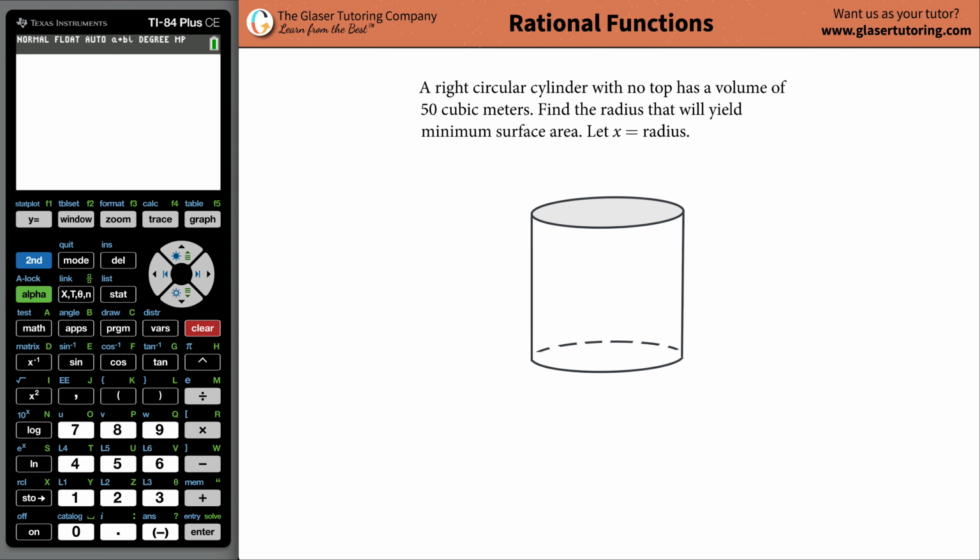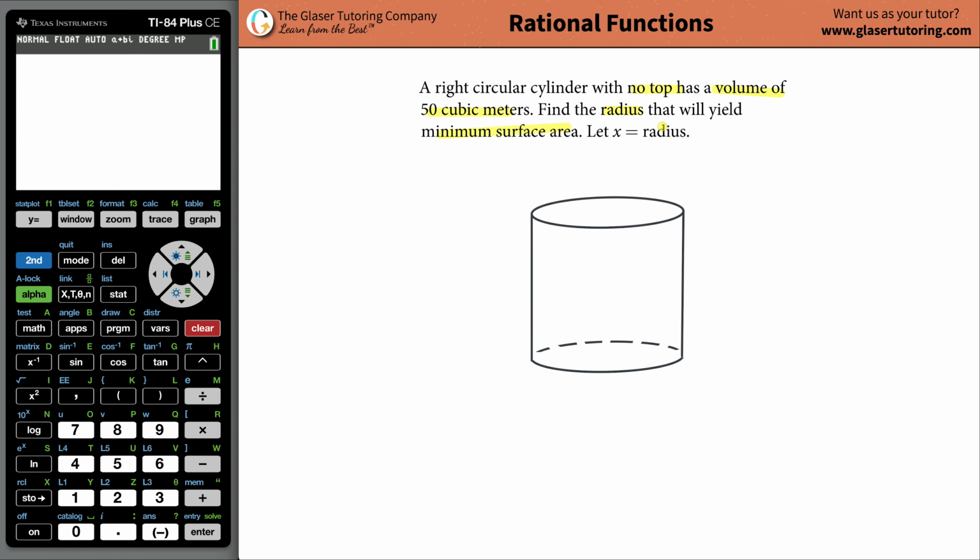Let's minimize the surface area of a right circular cylinder. So a right circular cylinder with no top has a volume of 50 cubic meters. Find the radius that will yield the minimum surface area.